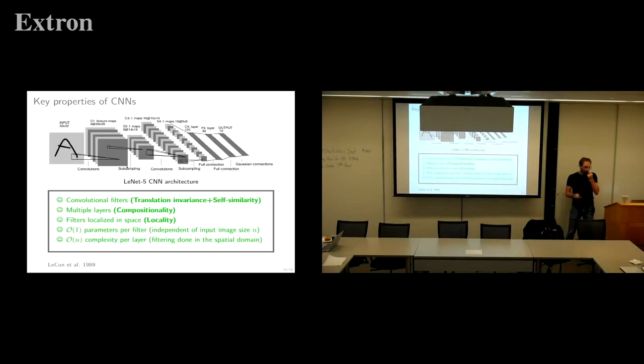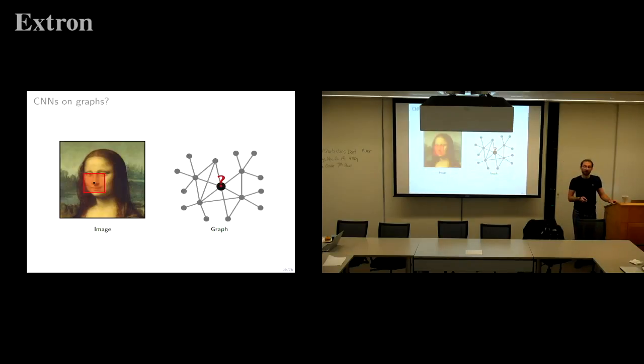Right. So the question is how to do it on graphs. In images, it's very simple. We have two fundamental operations: convolution and pooling, right? These are the things that we want to generalize to graphs.